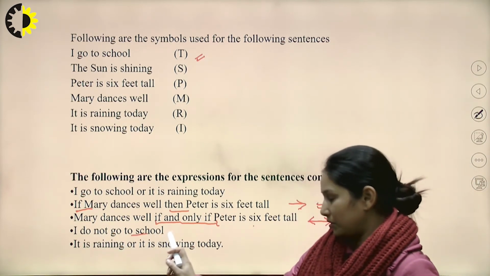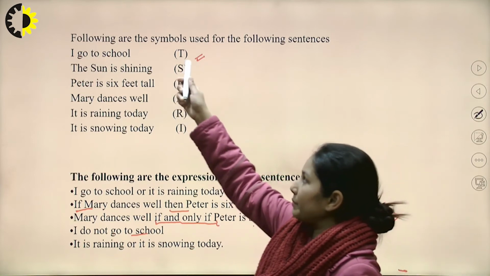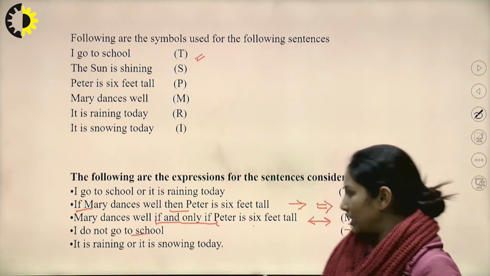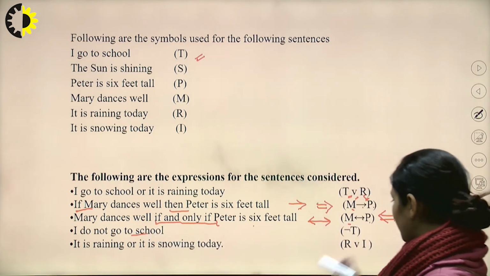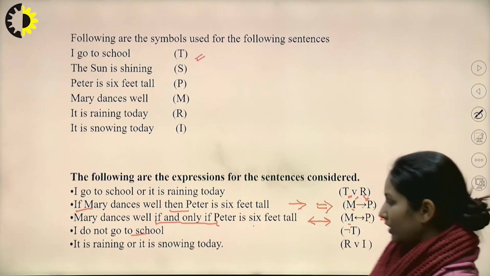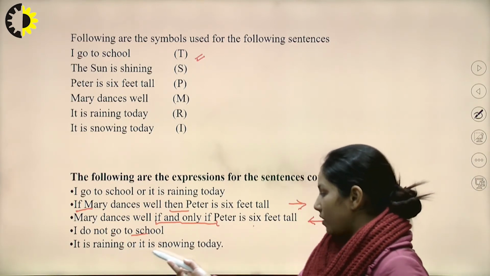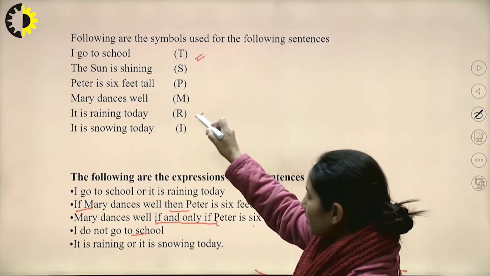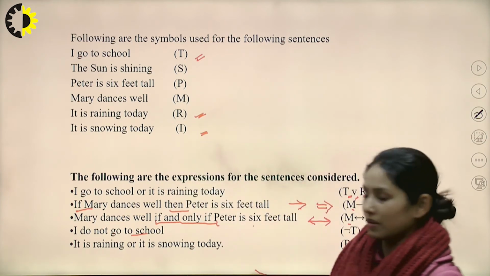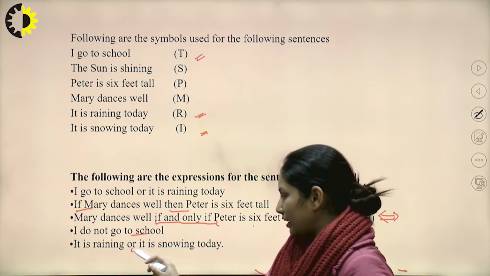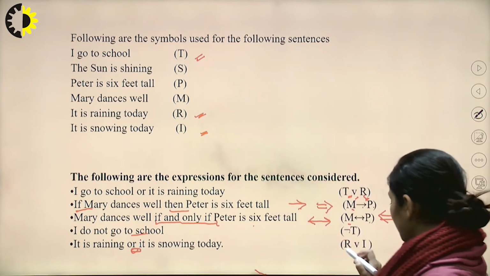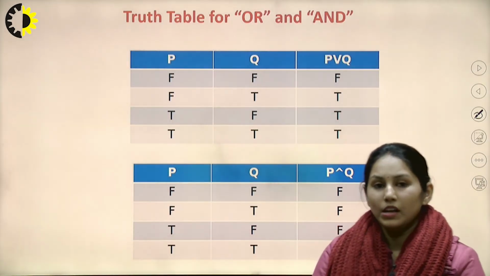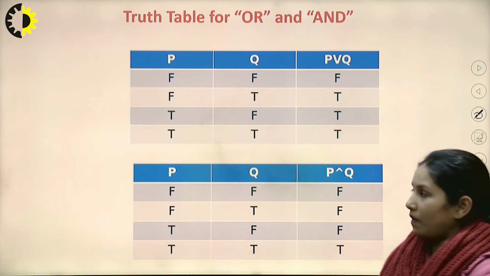I do not go to school. So for going to school, I have represented T, and do not go to school means I use negation here, the not word. So I do not go to school will be written as negation of T. Fine, or not T. It is raining or it is snowing today. So it is raining is represented as R, and it is snowing is represented as I. So it is raining or, the connective here is or. So how could it be written here? R or I. Fine. So these are the truth tables for or and and operations.